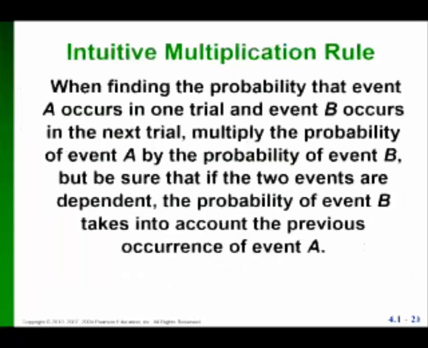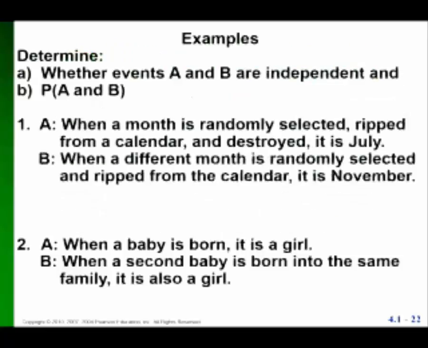The intuitive multiplication rule says the very same thing, just in words instead of symbols. All right, so let's practice finding whether 2 events are independent and then find the probability of A and B. That's the probability that both things happen. A happens on the first trial, B happens on the second trial.